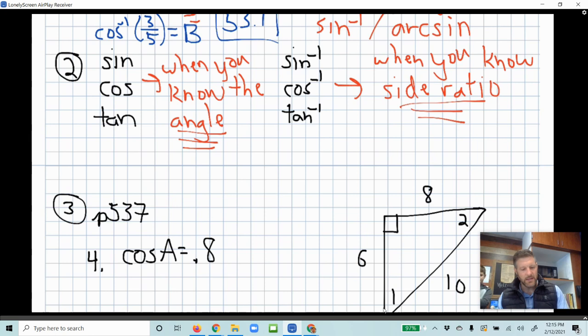Okay, because these ones, the first set, sine, cosine, and tangent, are going to tell you what the sine ratio is.